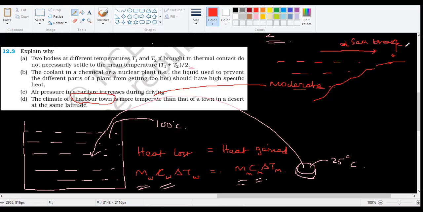This happens in the daytime, because this will be hot and this will be cold because of the high specific heat capacity of water. In the nighttime, this water region will be hot, which means the air molecules will rise up here, so there will be a vacuum here and the air will go there. This is called land breeze. We studied this in the last chapter. But here, you can simply say that the land breeze and sea breeze maintain the temperature, keeping it moderate, whereas that is not possible in a desert town. Is that okay? Yes, sir.